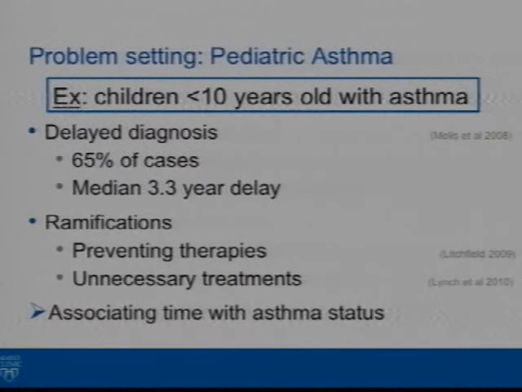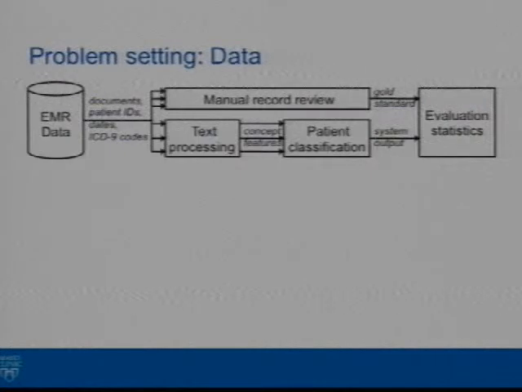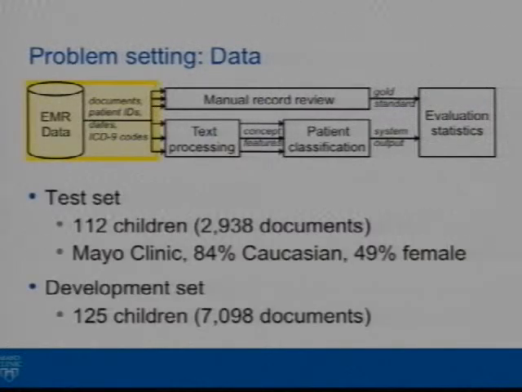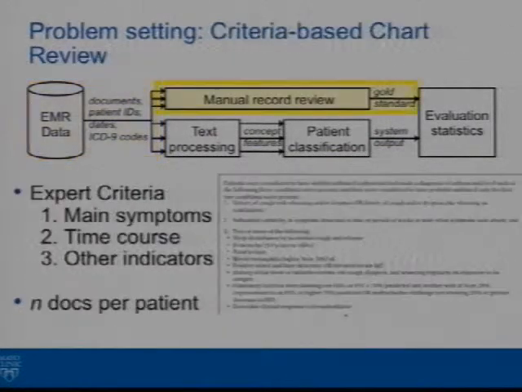Another interesting thing about looking at asthma is that it's a chronic disease. We are interested also in associating time with the asthma status. Not only did they have asthma, but when did they get asthma? So looking at the data here in the problem setting, the data that we have is provided by my clinical collaborator at Mayo. There's 112 patients, a fairly small sample set, but it's one that he had worked with before from Mayo Clinic. And we had a development set with very similar characteristics.